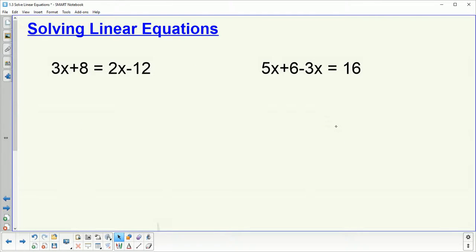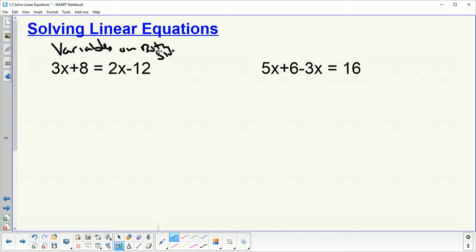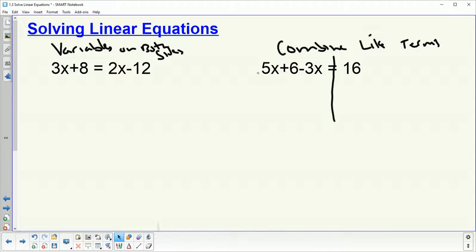And the next 2 that we're going to look at, these look very similar in terms of we have x in more than one place. But here we need to remember that these are variables on both sides. And the other one, this one here, is going to be combine like terms because all the variables are on the same side. If I draw my separation here, all my variables are on the same side. If I draw my separation here, my variables are not on the same side.